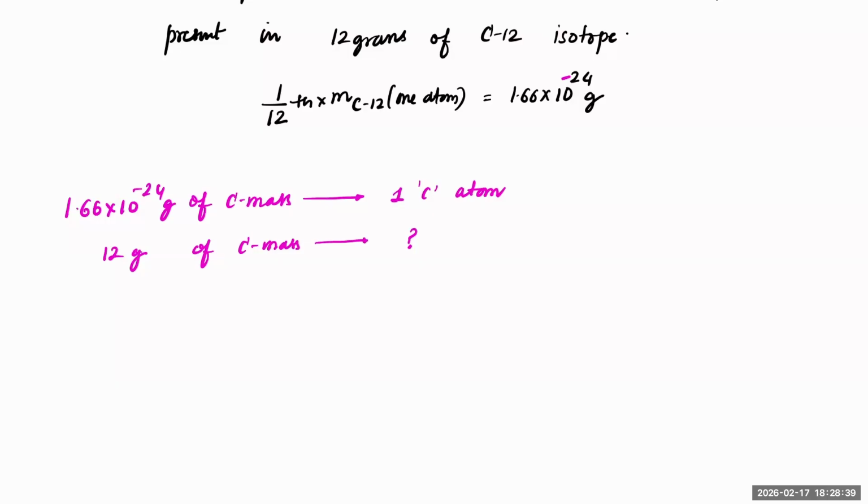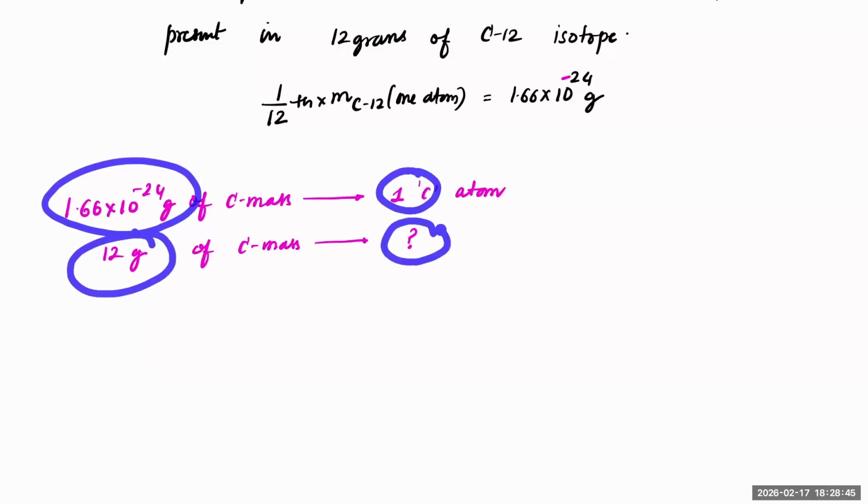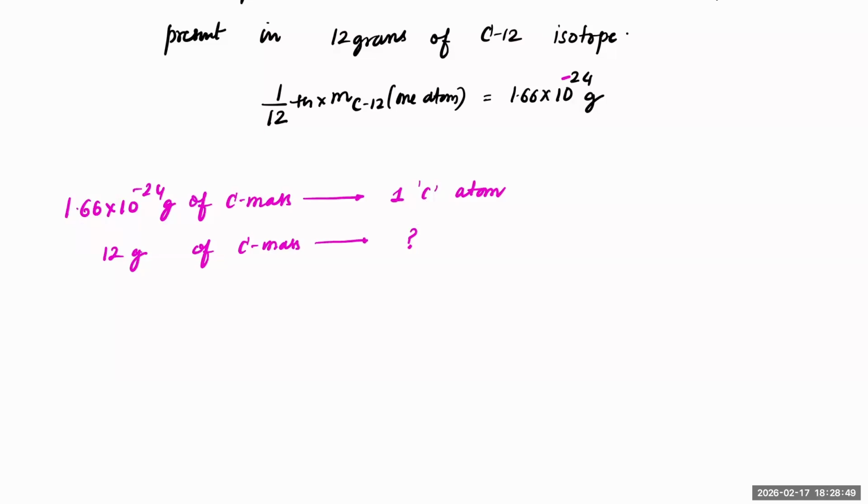So it is a simple proportion, beta. It's like, if you have 10 rupees and I get one chocolate, and if you have 100 rupees, how many chocolates will you get? This is called a simple proportion or a direct proportion. So you can see there is a direct proportionality here. So I can write this as the number of carbon atoms will be equal to 12 grams divided by 1.66 into 10 raised to the power of minus 24 grams. Correct? This is how much you should have. Okay.